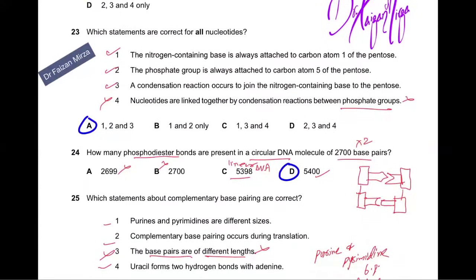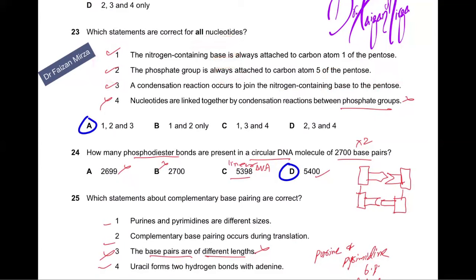Which statements are correct for all nucleotides? Nitrogen containing base is always attached to the first carbon. Yes. Phosphate group is always attached to carbon five. Yes. A condensation reaction occurs to join the nitrogen containing base to the pentose. Yes, that's true as well. Just recall what a nucleotide was. So all three are correct facts here.